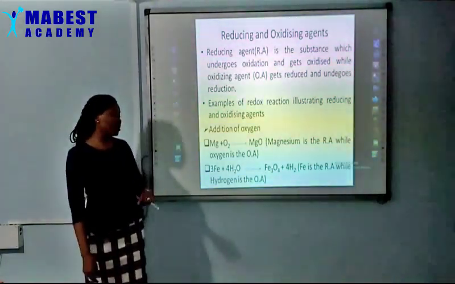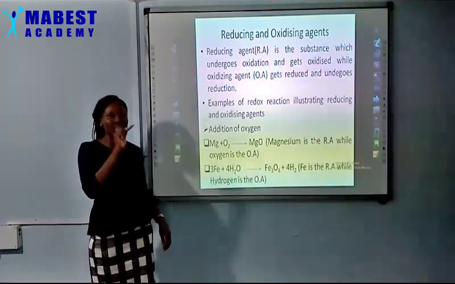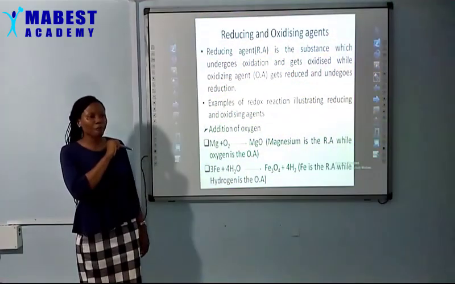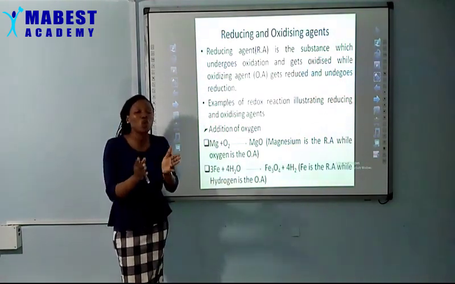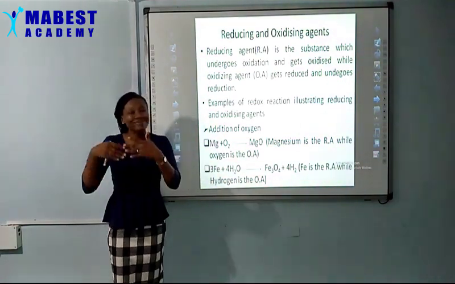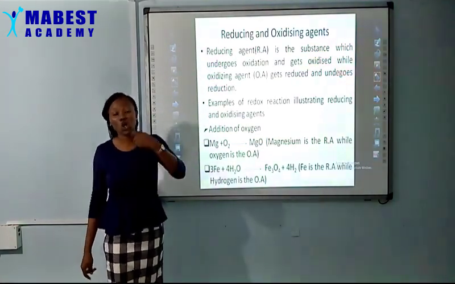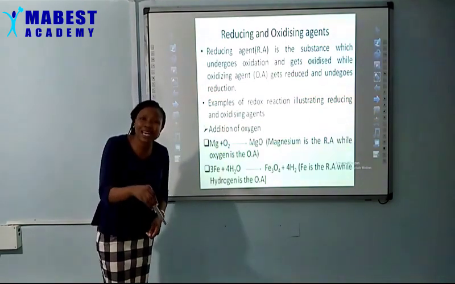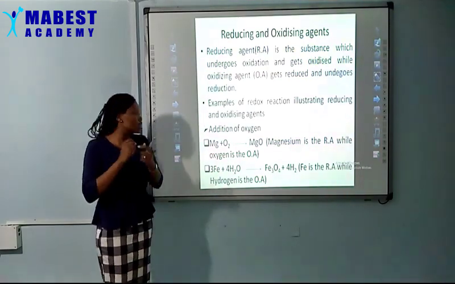Now, if you look at this reaction between magnesium and oxygen to form magnesium oxide, you will see that there is oxygen in that reaction. And once you see oxygen, the first thing is for you to identify which one is oxidation and which one is reduction. And I earlier told you, the substance that undergoes oxidation is the reducing agent. How do you know this substance has undergone oxidation? There will be addition of oxygen to it.